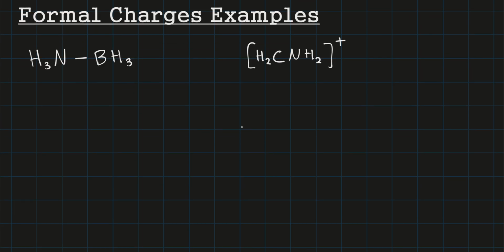Now, let's give some examples. So we have over here a nitrogen with 3 hydrogens next to it, and over here I have boron with 3 hydrogens next to it. Now, we don't see any charge on this atom, but I'm going to tell you that there's going to be some formal charges in this molecule.